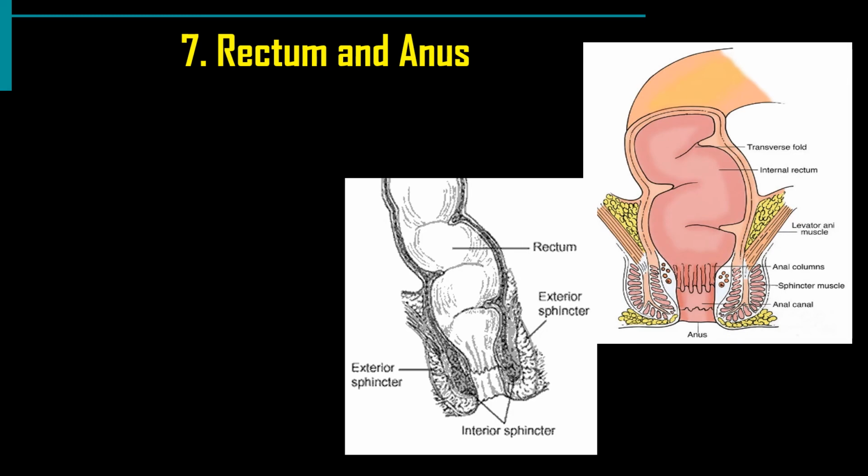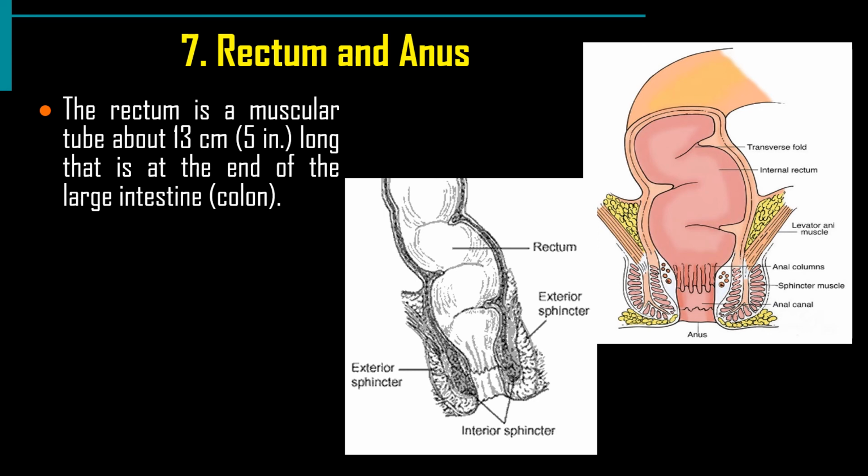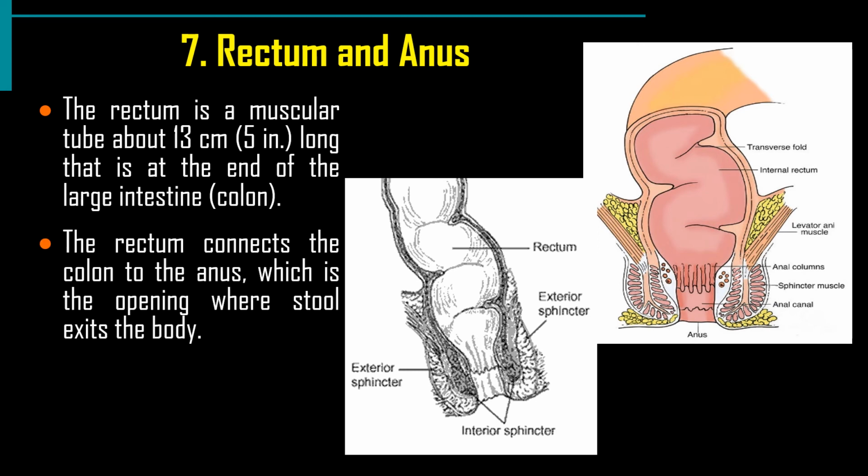Any waste left over that the body cannot use is moved to the rectum and excreted through the anus during defecation. This may occur multiple times in a single day or once every few days. The rectum is a muscular tube about 13 centimeters long that is at the end of the large intestine or colon. The rectum connects the colon to the anus, which is the opening where stool exits the body.